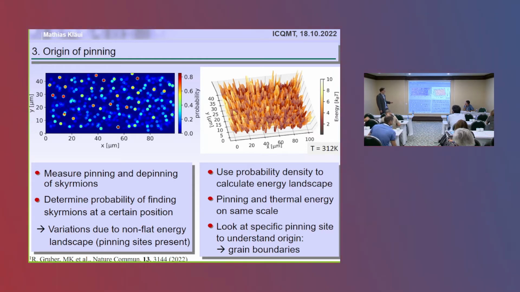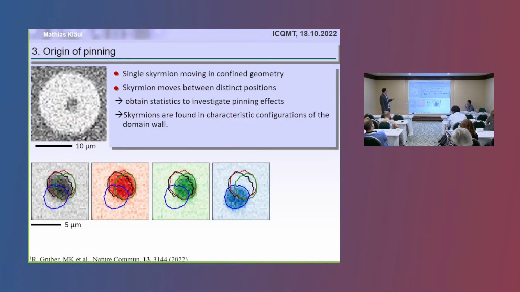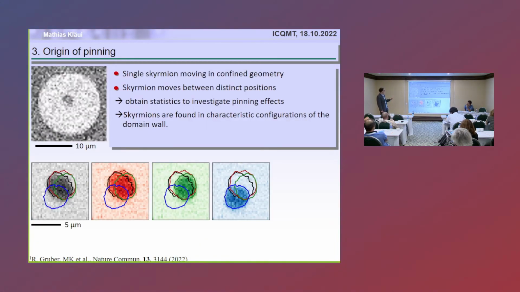And now we want to understand how a specific pinning site pins a skyrmion. So what is the origin of the pinning? And for that, what we did is we looked at the skyrmion here, and we see it doesn't randomly move, but it moves between certain positions where it likes to sit. And we then actually plot the circumference of the skyrmion for these different positions where it likes to sit.